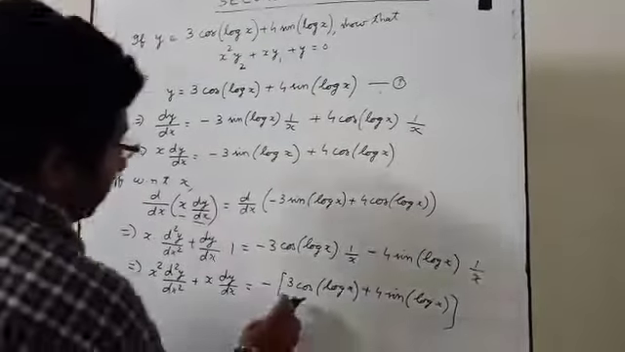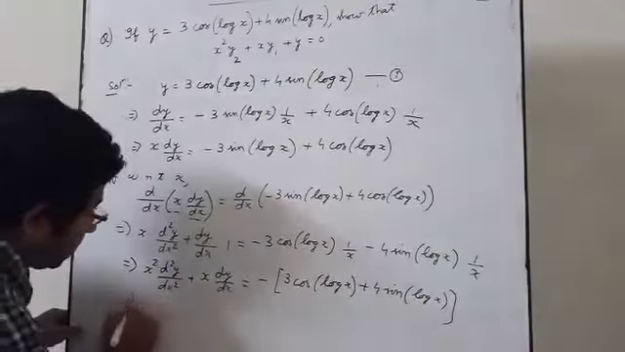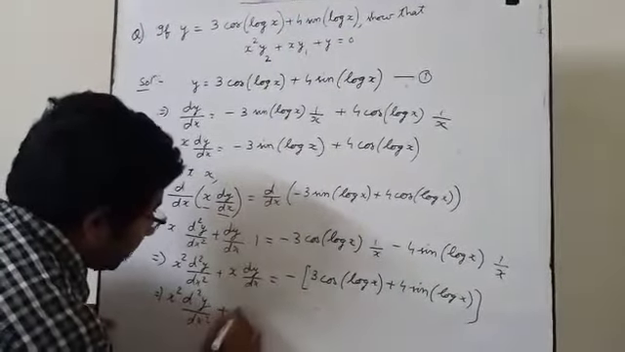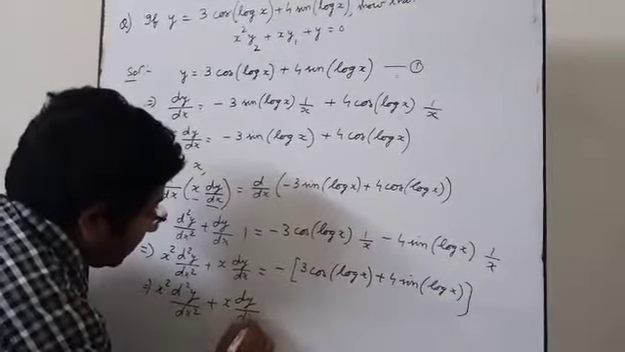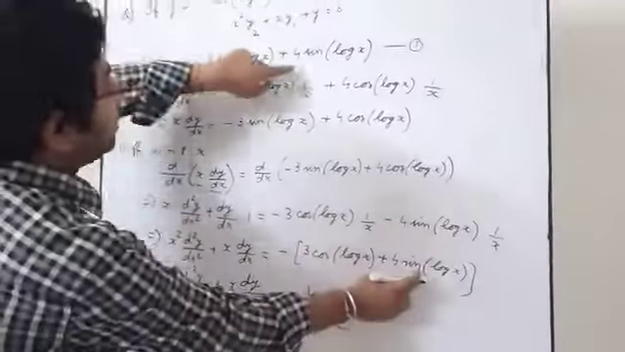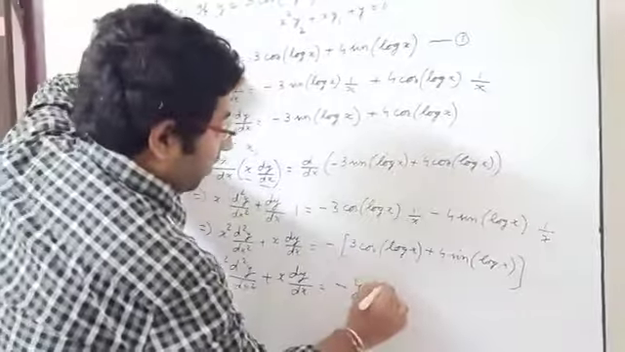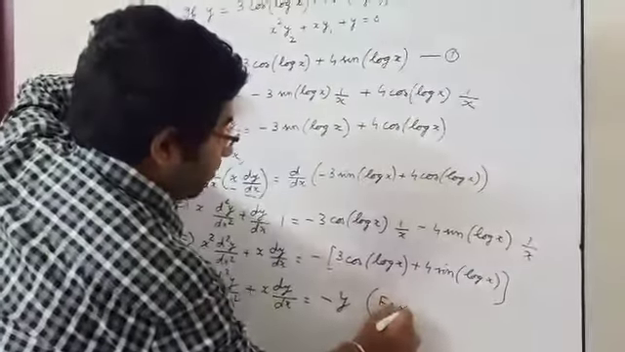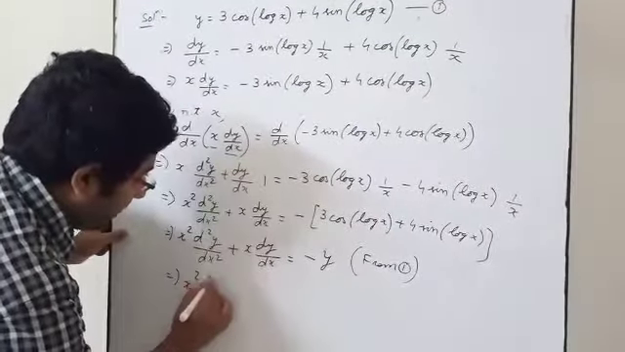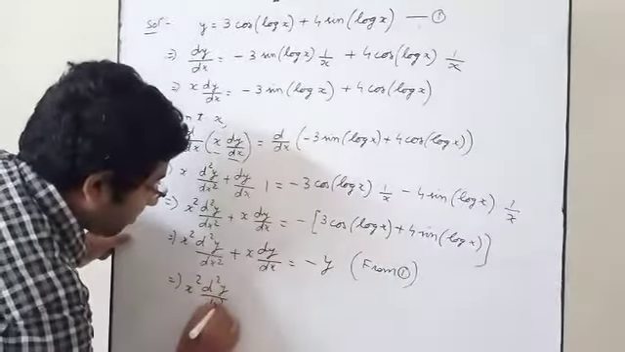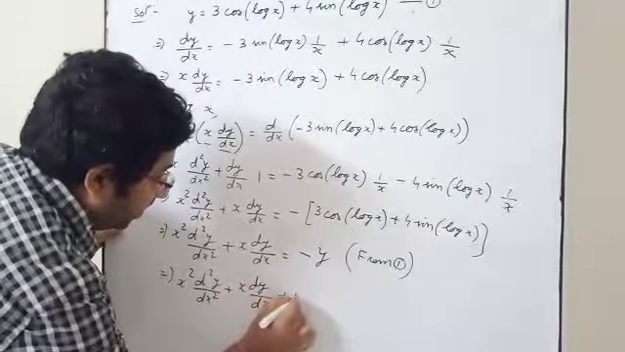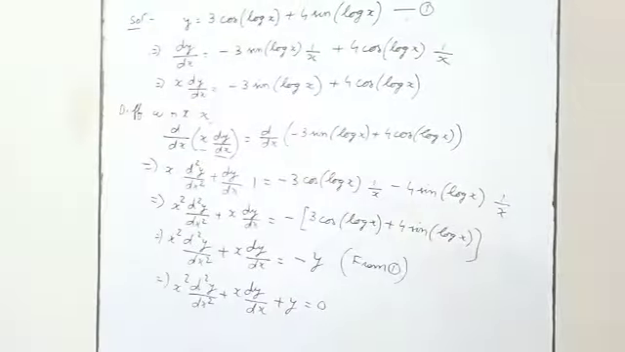What is this actually? So x square d2y by dx square plus x dy by dx. It is nothing but minus y. Check here, this is y, 3 cos log x plus 4 sin log x. This is y from equation 1. So ultimately, x square d2y by dx square plus x dy by dx minus y, you bring it here, plus y equal to 0.